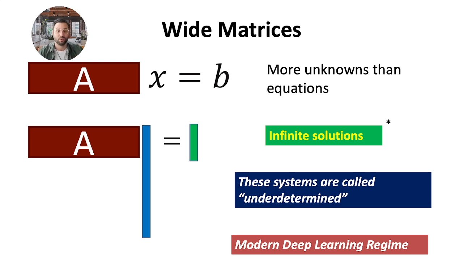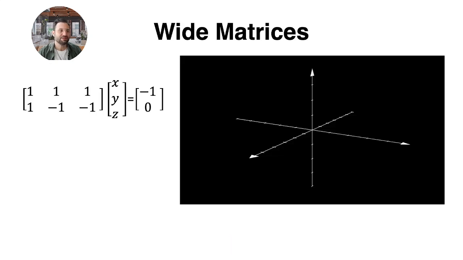This is a whole another topic. Plus, modern deep learning models are not linear models, right? They're highly nonlinear, but the over-parameterized or underdetermined setup that you see here fits there. So I'd like to give you one example of such a wide matrix.